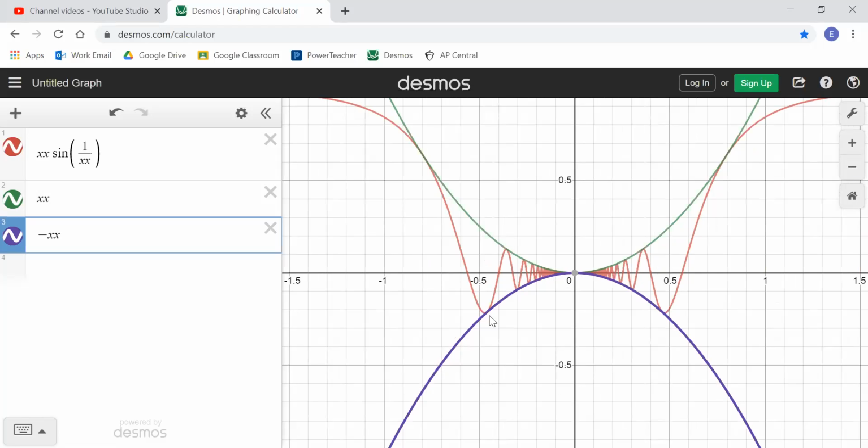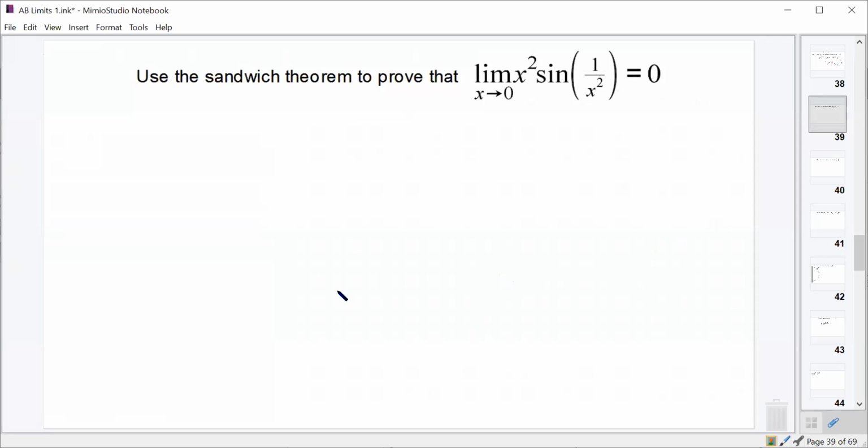So unfortunately, having something look like it's doing it and being certain that it's always above or always below are two different things. So is there a way that we could prove that x squared and negative x squared are always greater than or equal to or less than or equal to this function, using some knowledge we have about the sine function?